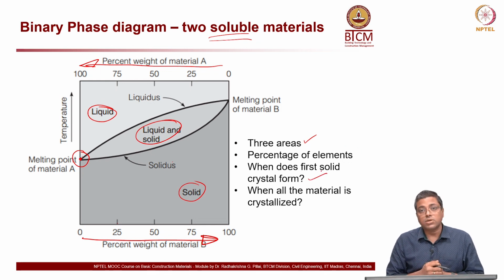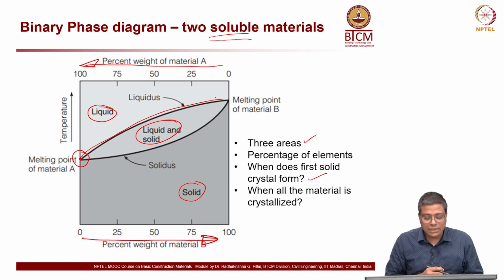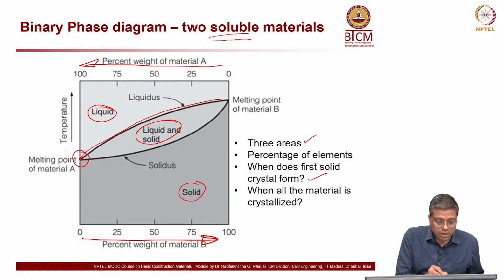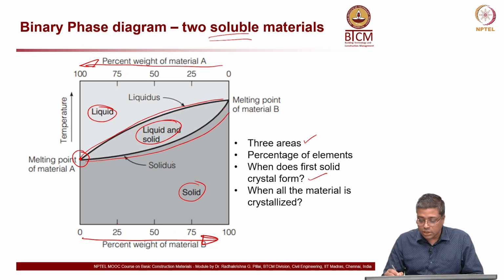When does the first solid crystal form? When the temperature decreases from the top down, the first solid crystal forms when it goes just below or touches the liquidus line, and when all the material is crystallized, that is the solidus line, where it completely becomes solid. So that is clear now. This is liquidus and this is solidus.